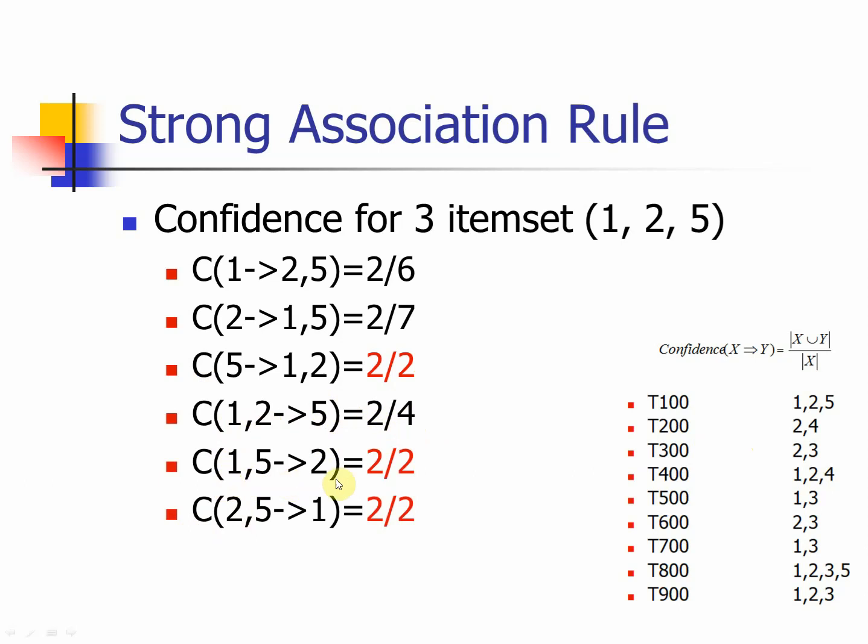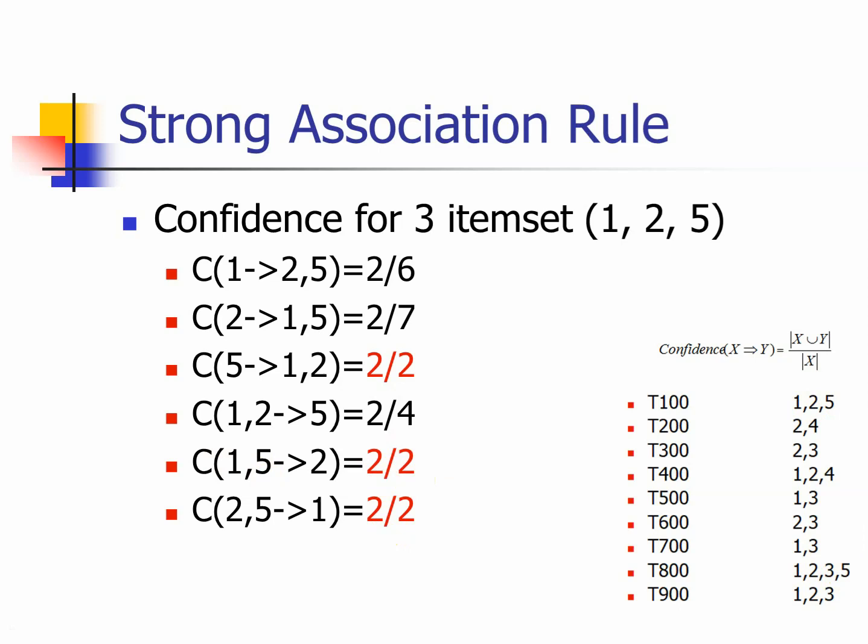When 1, 5 goes to 2 as well as 2, 5 goes to 1, all of them pass with a very strong confidence because 1, 5 occurs 1 time, and 1, 5 occurs another time. So there's only 2 times. Among those 2 times, all of them are being purchased together, 1, 2, and 5. That is how we will be able to deal with the 3-item sets.